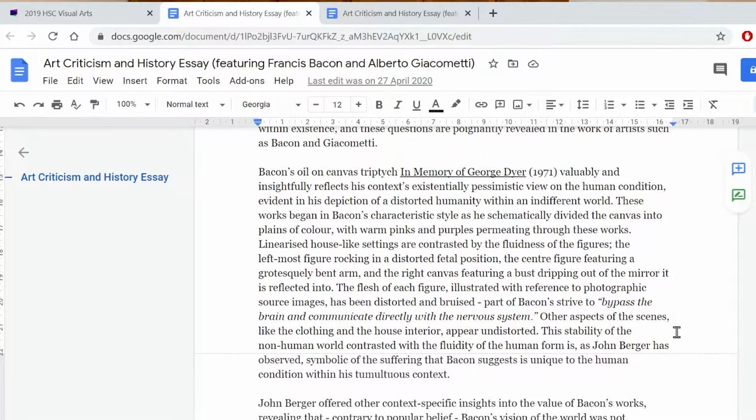Other aspects of the scenes, like the clothing and the house interior, appear undistorted. This stability of the non-human world contrasted with the fluidity of the human form is, as John Berger has observed, symbolic of the suffering that Bacon suggests is unique to the human condition within his tumultuous context. You'll see that descriptions of the artwork are really necessary, and they should be written in a way that helps you prove your point. Key quotes can also be used to help you enhance your essay.